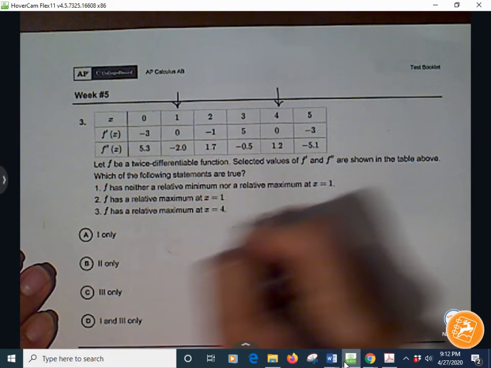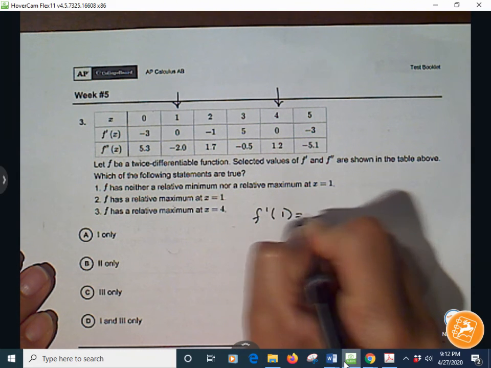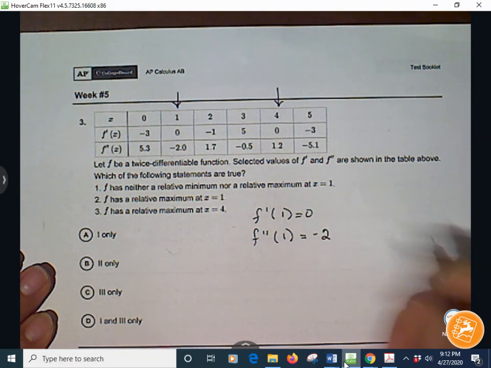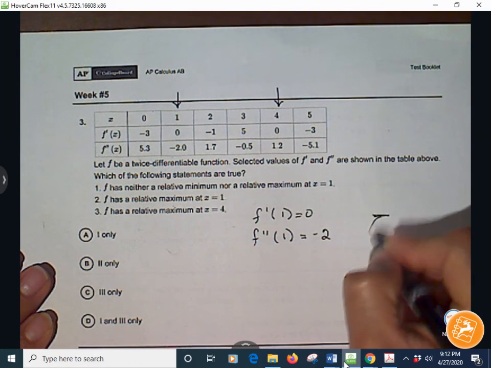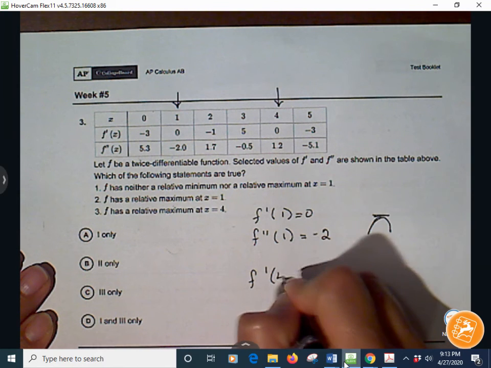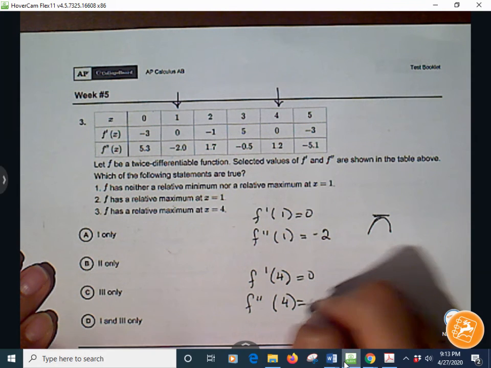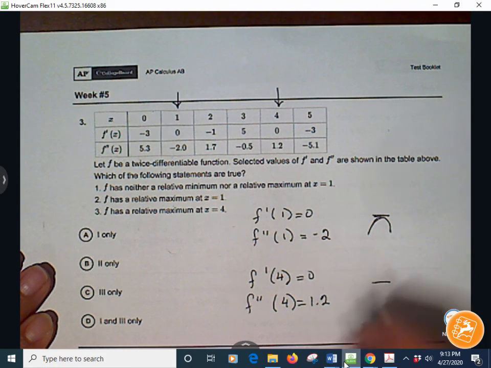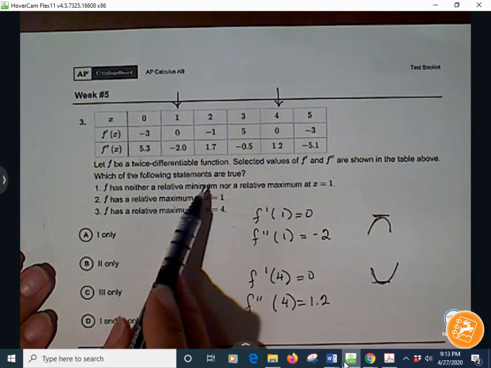Let's see. At x equal to 1, you have f prime of 1 is equal to 0, and f double prime of 1 is equal to -2. So that means it has a slope of 0 and that it's concave down. Okay? And at 4, f prime of 4 is equal to 0, and f double prime of 4 is equal to 1.2. So that means it has a slope of 0, and since this is positive, it is concave up. All right. So which of the following statements are true?